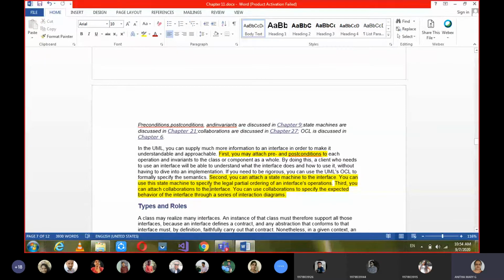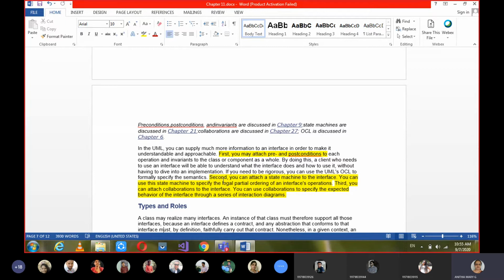Moving on to the second point: we can attach a state machine to an interface in order to describe the different interface operations. As I told you, state machines can be given for the states of an object. The life cycle of any particular object can be given as a state chart diagram, which depicts all the different states of that object.